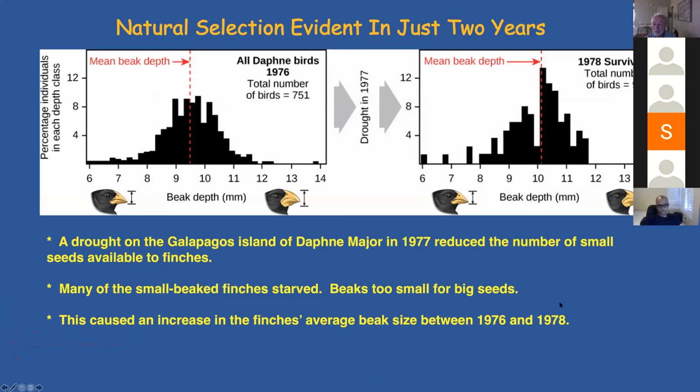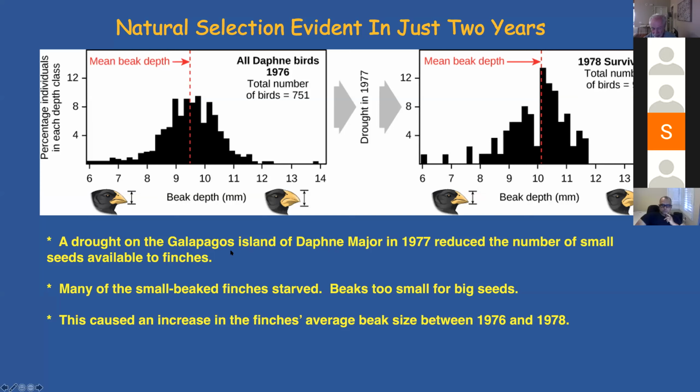Okay, natural selection evident in just 2 years. We're still on the Galapagos, and we're looking at 2 years, 1976 and 1978. The year in between, 1977, there was a drought in the Galapagos. And that drought reduced the number of small seeds available to finches.